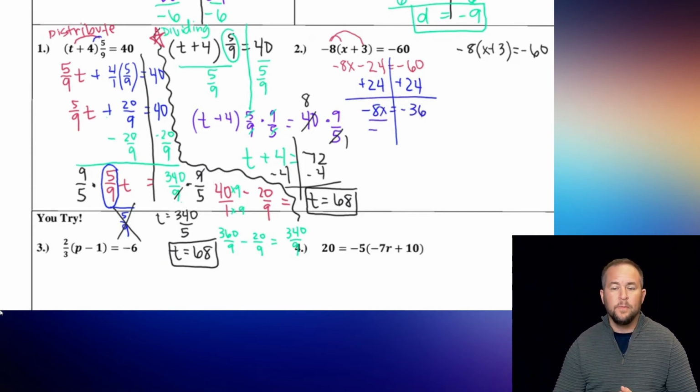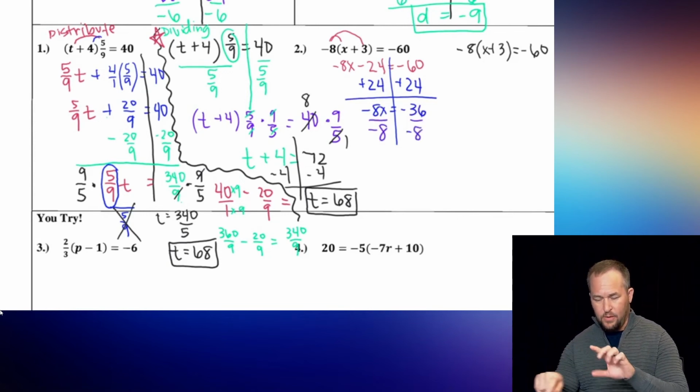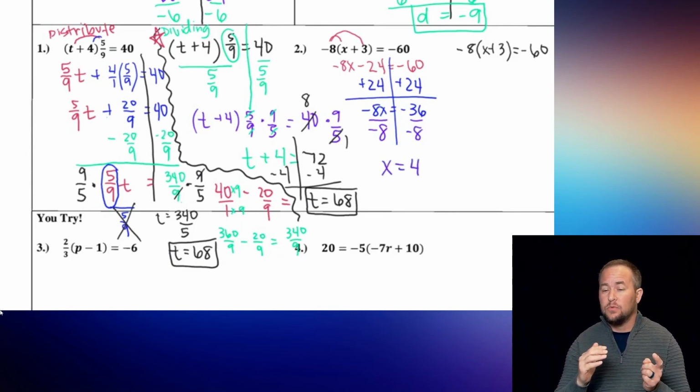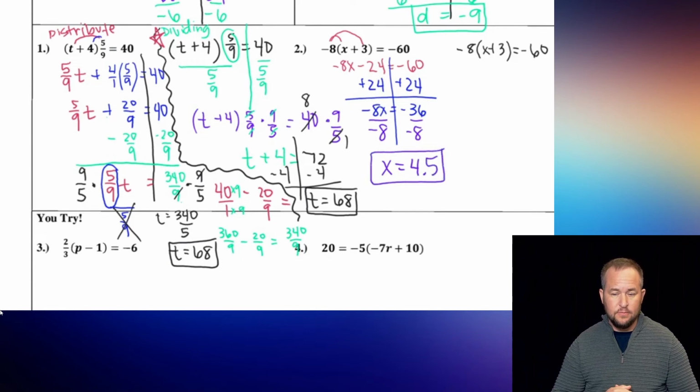And then to get x by itself, I'm going to divide both sides by that coefficient. Remember, the coefficient is negative 8, which means that I need to divide by negative 8. So our final answer here is x equals 4.5. And that's going to be positive. So I'm going to box that in.